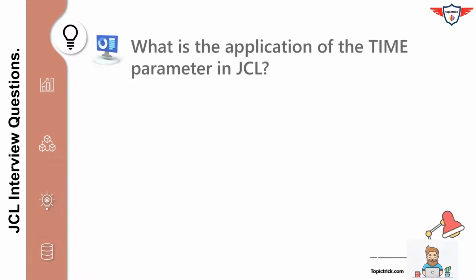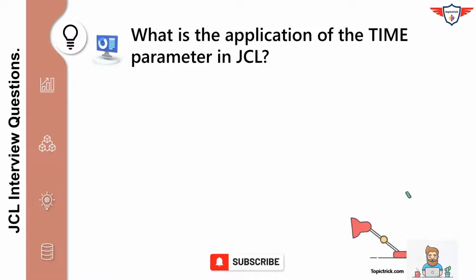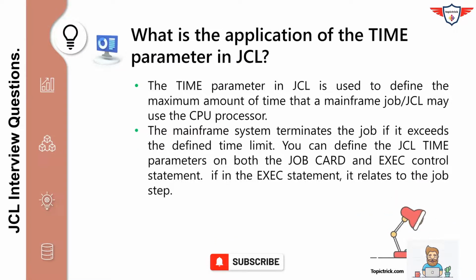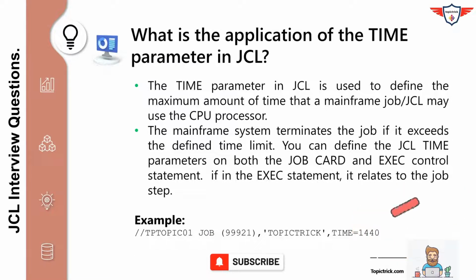What is the application of the time parameter in JCL? The time parameter in JCL is used to define the maximum amount of time that a mainframe job may use the CPU processor. The mainframe system terminates the job if it exceeds the defined time limit. You can specify the time parameter on both the job and exec statements. If the time parameter is in the job card, then it is applicable to the entire job. But if it is defined in the exec statement, then it relates to the job step.